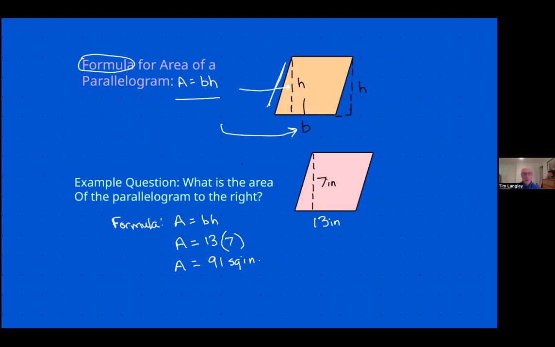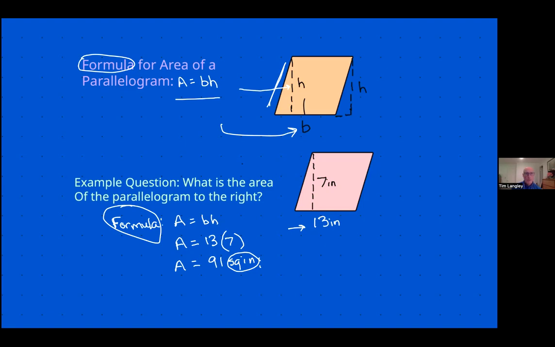Okay, here's an example question. What's the area of the parallelogram to the right? Okay, we've got a base down here of 13 inches and a height, notice with the dotted line, of 7 inches. Again, I rewrote my formula, just really getting in the habit of making sure I'm following all the steps. Because remember, in math, slower is faster. Slower is more accurate. Slower leaves you less confused. A equals base times height. A equals 13 times 7. A equals 91. In this case, now it is square inches. I'm writing that out, because we're talking about surface area.